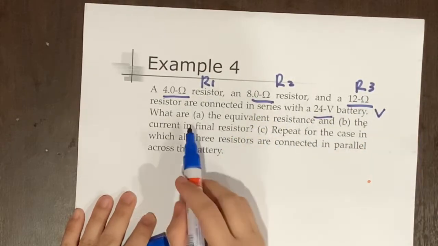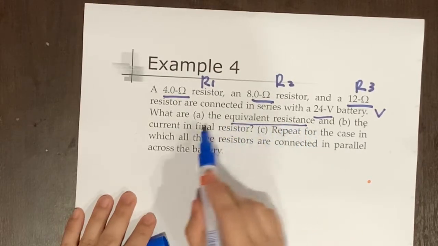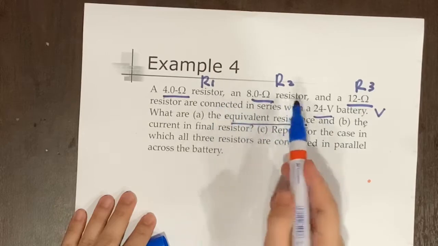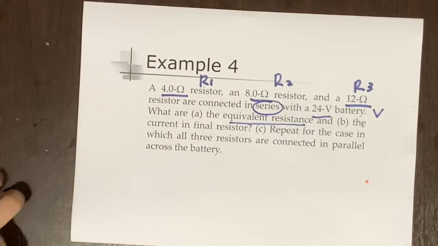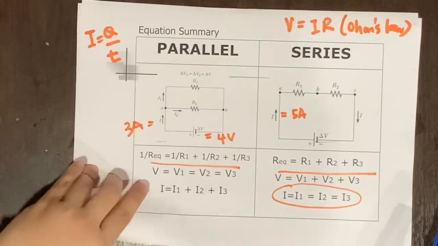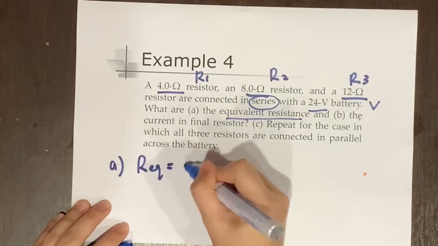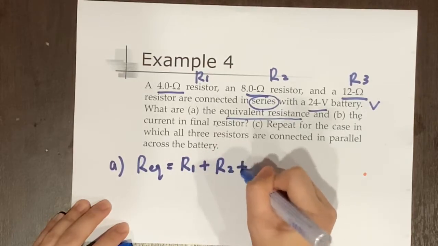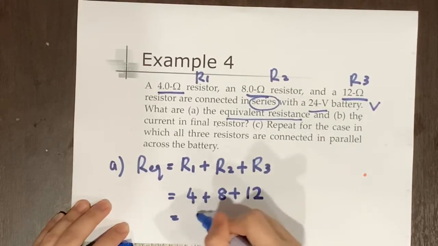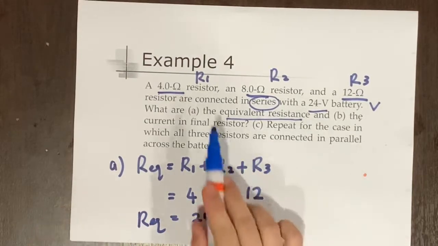For question A, what is the equivalent resistance, so the total resistance? These resistors are connected in series. So how do you calculate in series? In series, you just add all the resistors, right? So R equivalent is equal to R1 plus R2 plus R3. So 4 plus 8 plus 12 is 24 ohm. That is R equivalent for A.